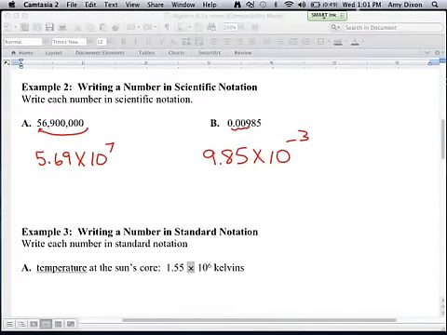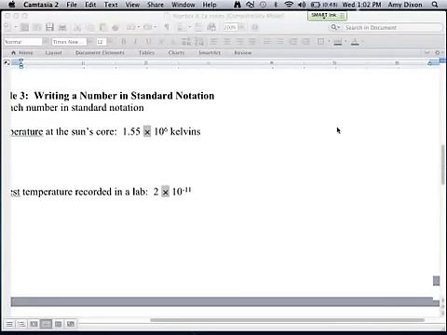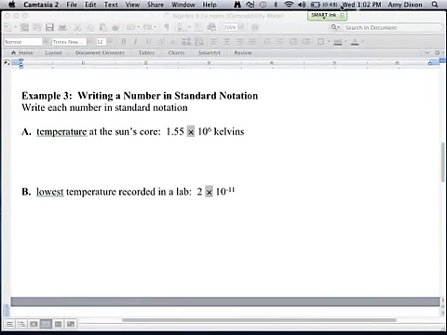So that's how you go from standard to scientific notation. Now we're going to go the other way. We're going to move from scientific notation to standard form. Look at example 3. Write each number in standard notation.